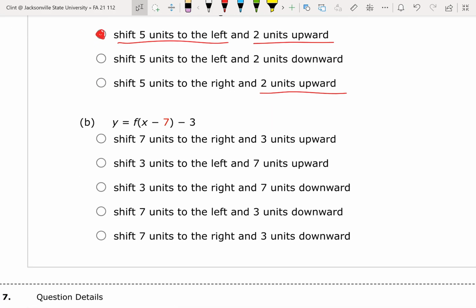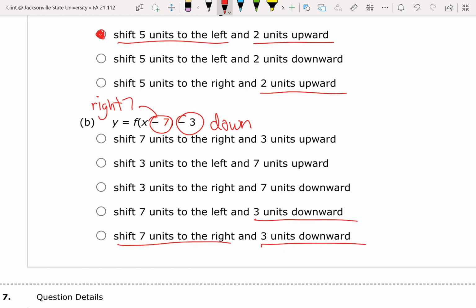B is a similar looking function. On the outside we have -3, so that means we're going to go down 3 units. That gets it down between these 2 choices. It's -7 inside with the x, which means we're going to go to the right 7. So 7 right, 3 units down. That's the last one.